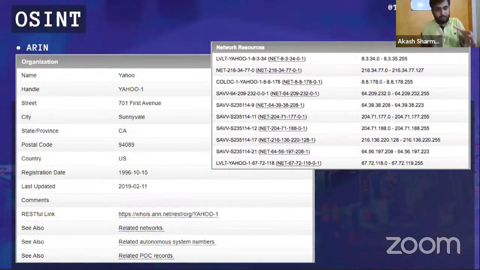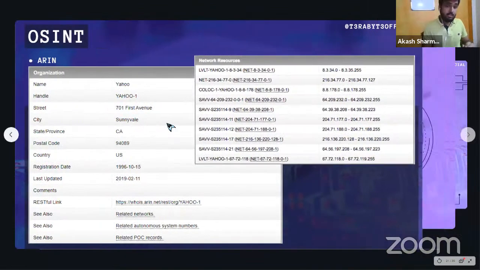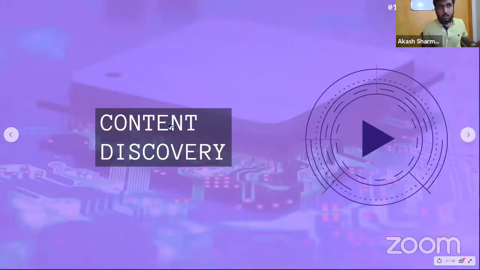The platform can be a little complex to understand, but once you fiddle with it, you'll be able to understand it much better. Now, next is the content discovery. We are done with the awesome part. We are now getting to the content discovery, right?